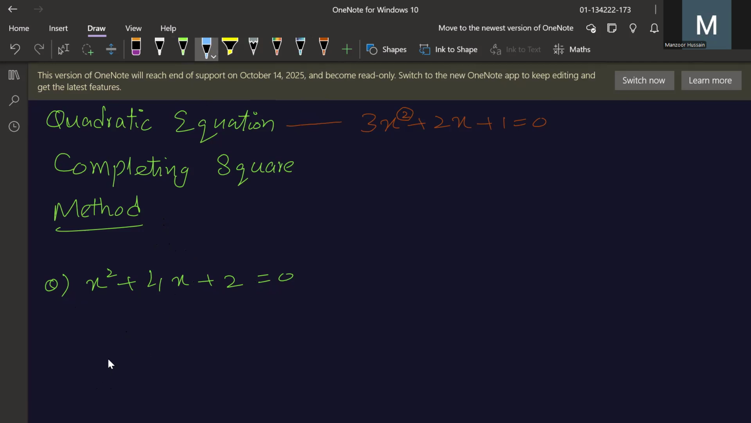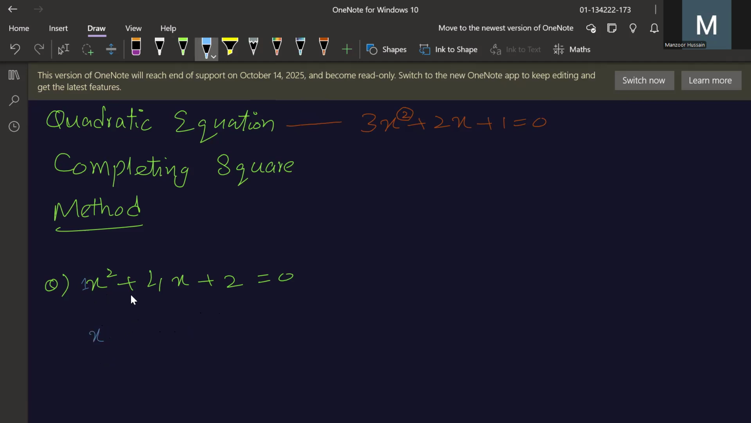While doing the completing square method, always remember the coefficient, or the number in front of x squared, should be 1. In this particular case, the number is 1, so no worries. If it is not, we have to make the number 1. After that, we have to convert this quadratic equation into square form. How can we do this? Let's see.